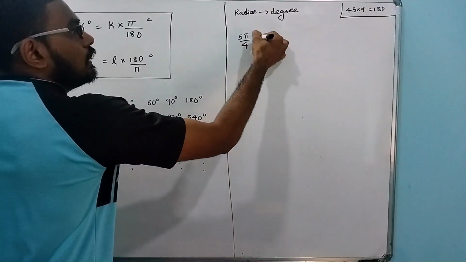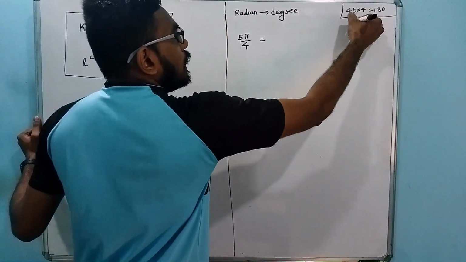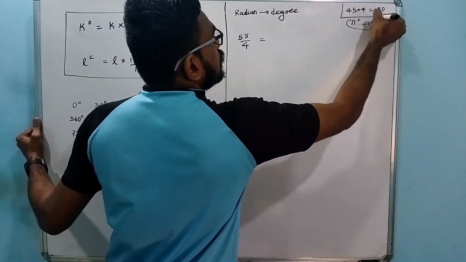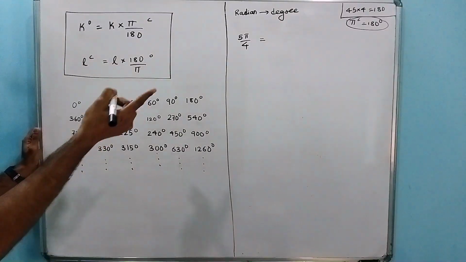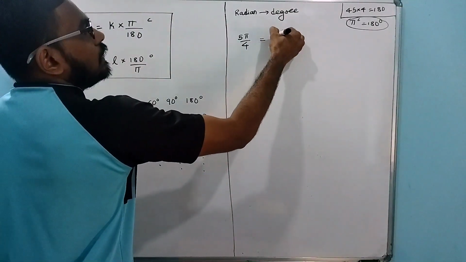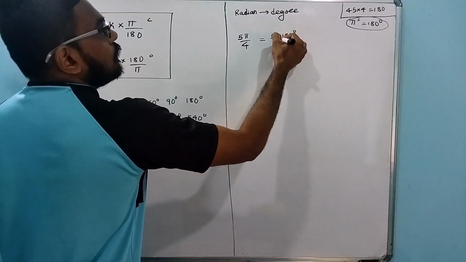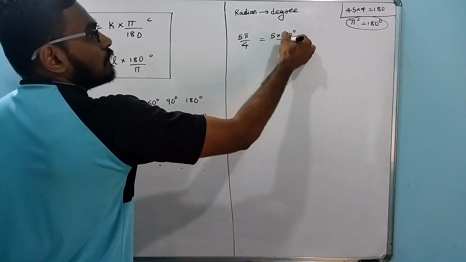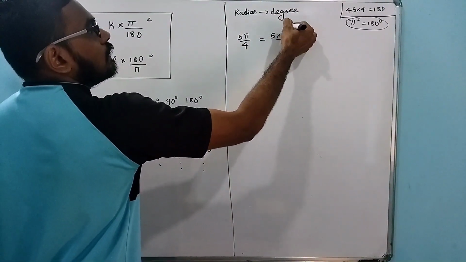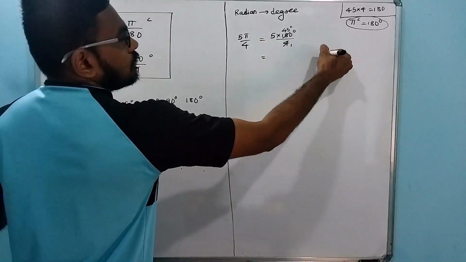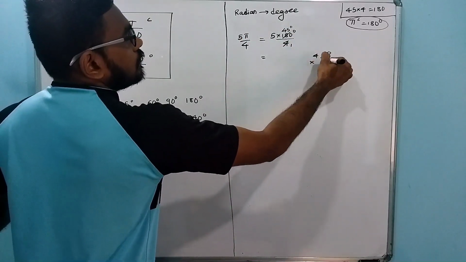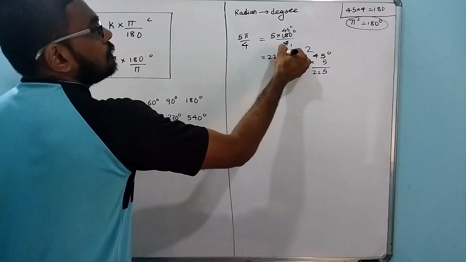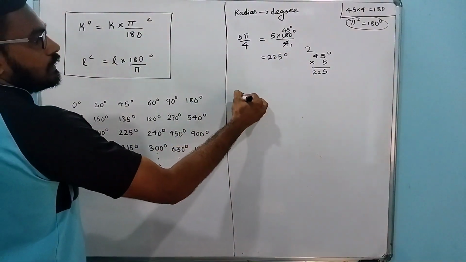5 pi by 4 equals what now? So just remember, pi radians is equal to 180 degrees. Okay. So wherever there is pi, just put 180, whenever you are converting from radian to degree measure. So 5 into 180 degree upon 4. Now we know 45 into 4 is 180 degree. So 4 into 45. 4 ones are 4. Okay. Now 5 into 45 you have to check. So that quickly you can check. 45 into 5. So 225 degree.